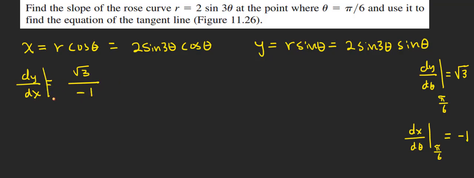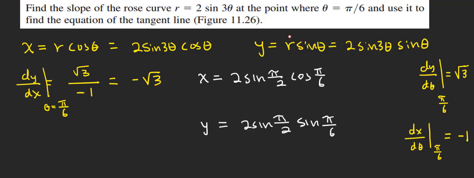Now that is, of course, when theta is pi over 6. So the slope will be negative radical 3. This is going to be the slope of the tangent line. Now we've got to find x and y.